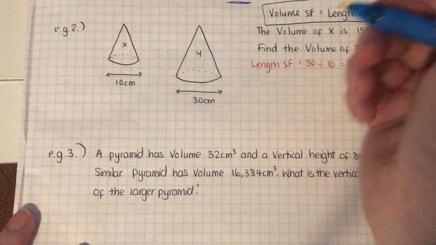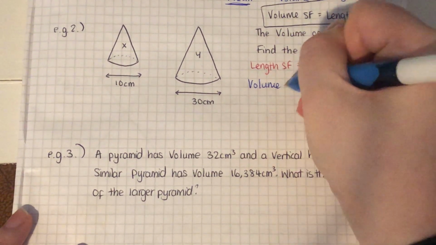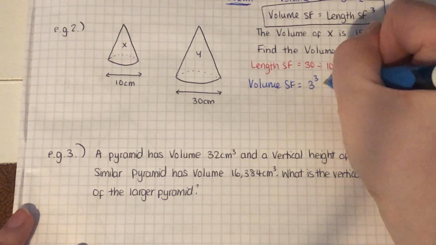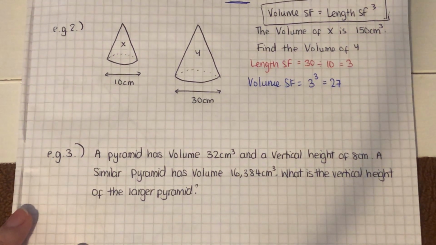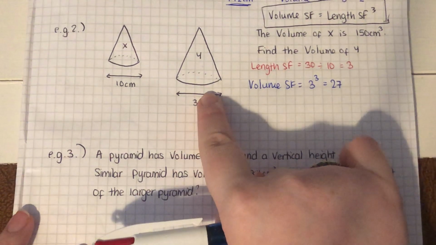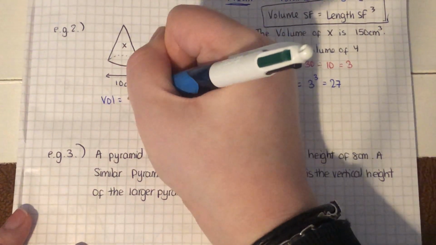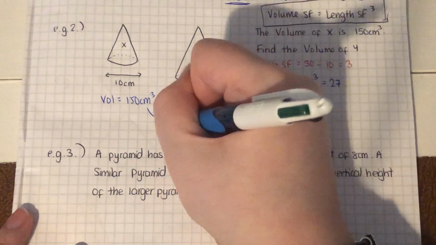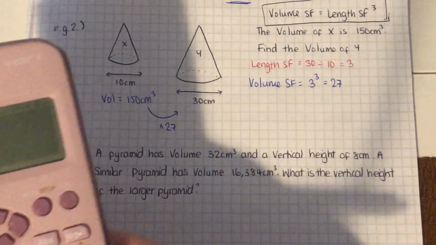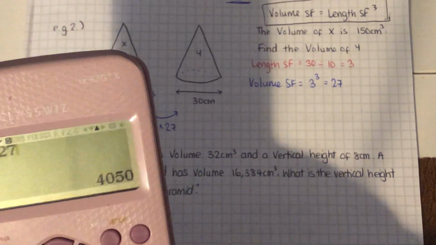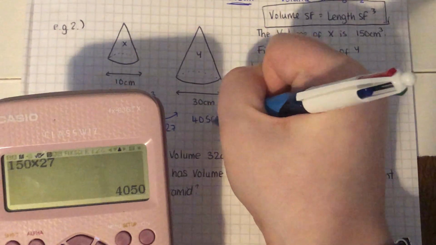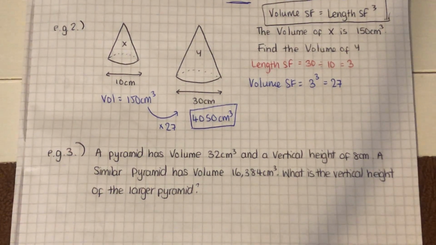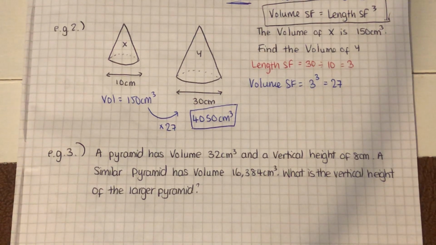To work out the volume scale factor, we just do the length scale factor cubed. That's what the formula says here, which gives us 27. So to find the volume of the larger one, if we know that the volume of this one is 150 centimetres cubed, we just need to multiply it by the volume scale factor, so multiply by 27. So 150 multiplied by 27 is 4,050 centimetres cubed. And that's the final answer for that question. So they're not too far different to when we did the area ones.